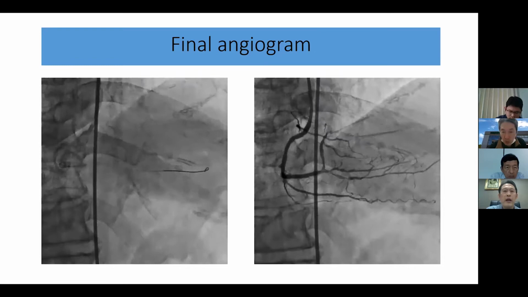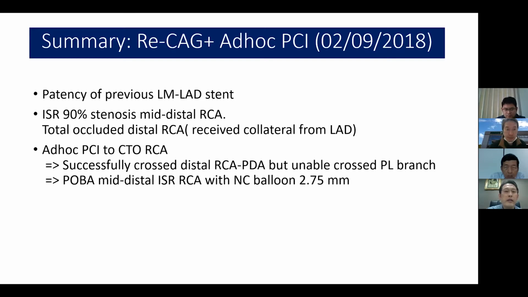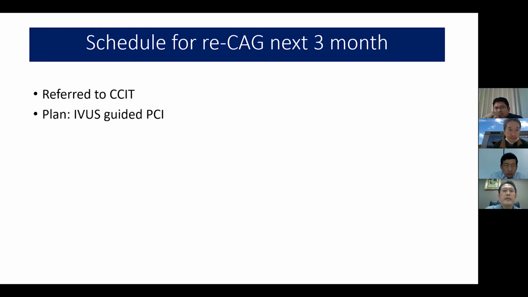And in summary, at that time, the second episode of non-STEMI, we did an early angiogram. The LAD Limus stent is still patent and there is a 90% ISR at the mid to distal RCA and total occlusion at the distal RCA, which receives collateral from the LAD. I did an ad hoc PCI to the CTO RCA, only successful to the PDA but not the PL branch. So I just did prolonged balloon inflation at the ISR with the NC balloon 2.75, and scheduled for LEACH next month. So I referred the patient to Santoshis Institute to use IVUS guided PCI.